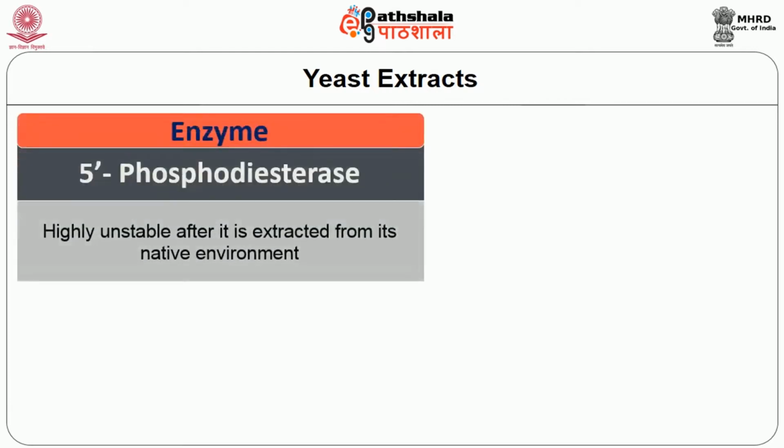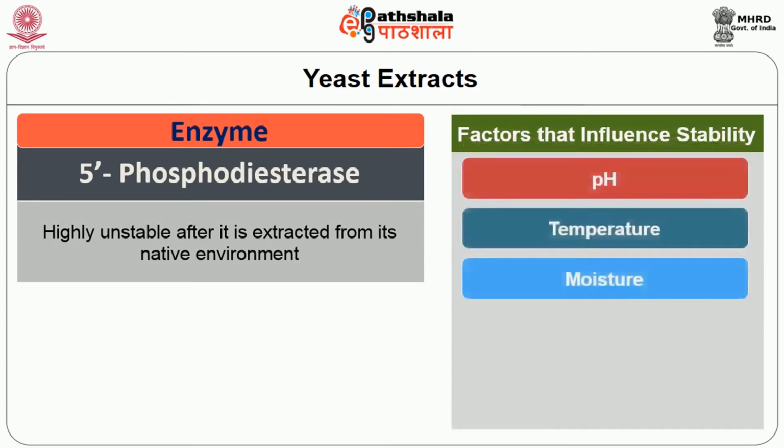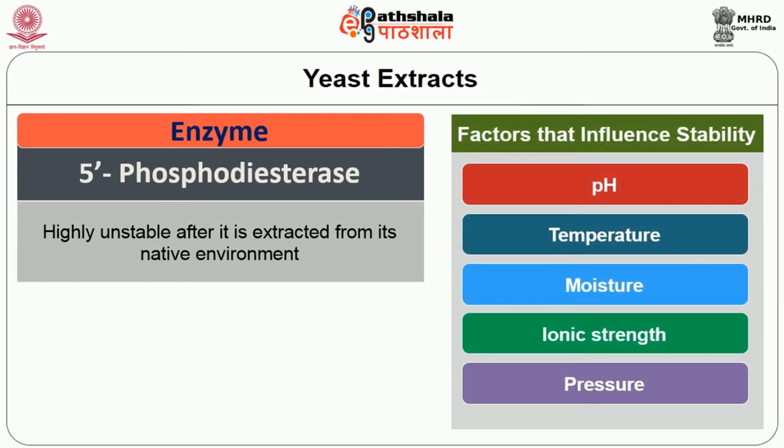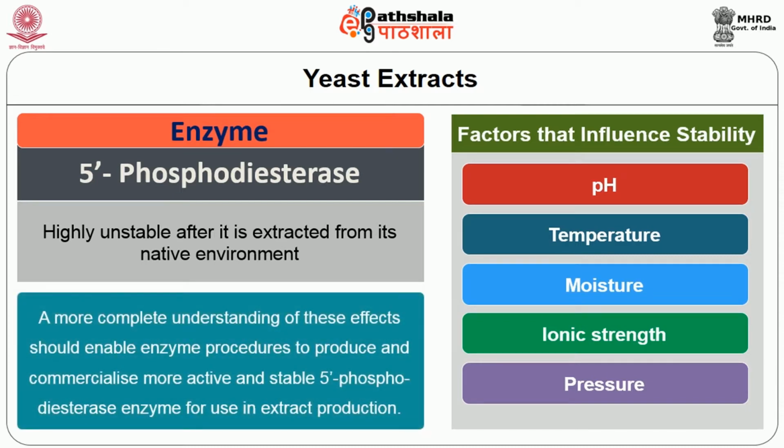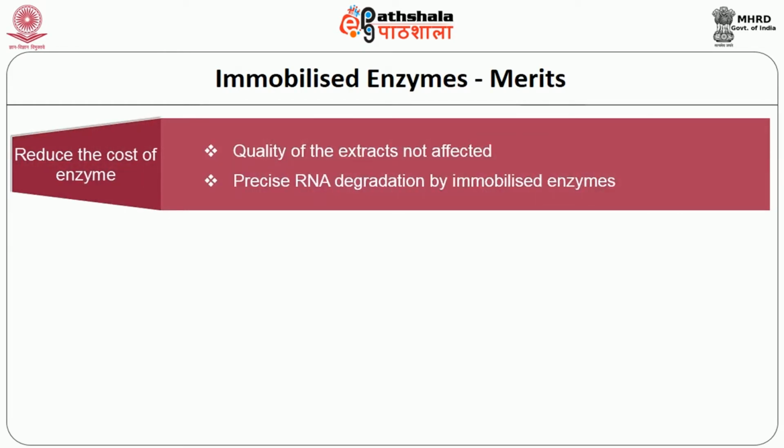The enzyme phosphodiesterase is known to be highly unstable after it is extracted from its native environment. The factors that influence stability are pH, temperature, moisture, ionic strength and shear pressure, and any combination of these effects. A more complete understanding of these effects should enable enzyme producers to produce and commercialize more active and stable phosphodiesterase enzyme for use in extract production. Opportunities still exist to reduce the cost of enzyme used further without affecting the quality of the extracts.